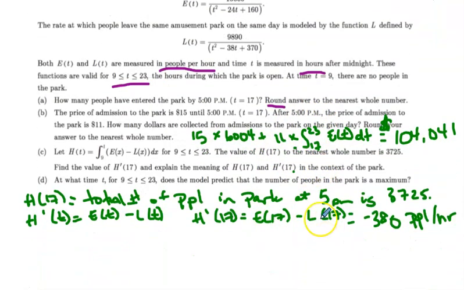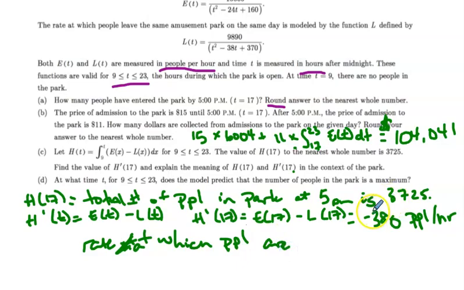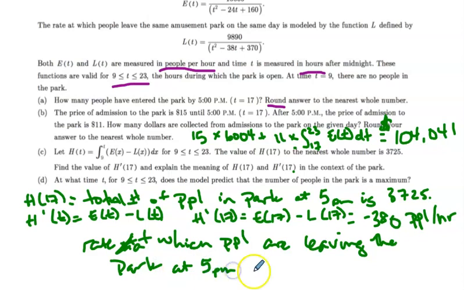And that's going to be in people per hour, because this is a net rate, rate in minus rate out. This represents the rate at which people are leaving the park, because it's negative, at 5 p.m., is 380 people per hour.